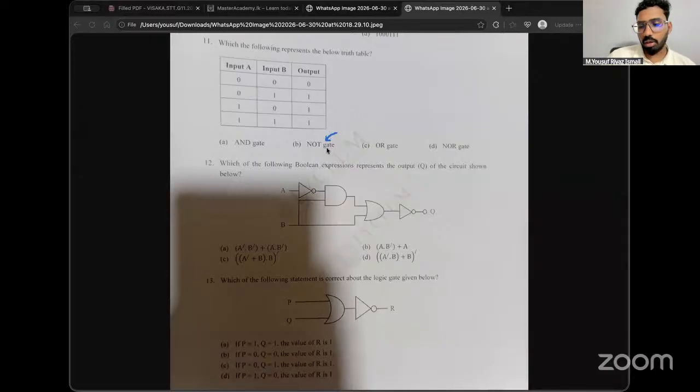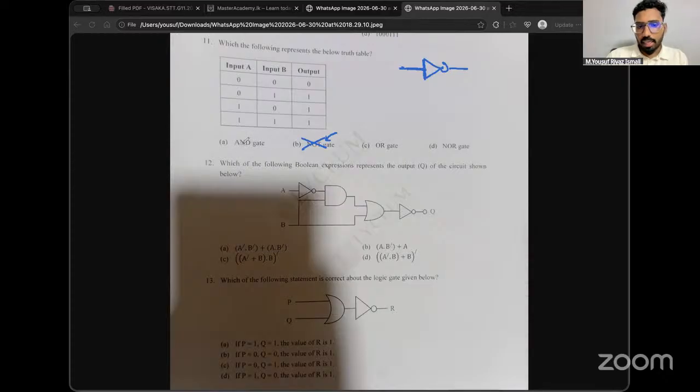So the NOT gate can have a maximum of how many inputs? No, this is how the NOT gate works. Only one input. So if we have input A and input B, that means we have two inputs. Can we pass two inputs inside the NOT gate? No. So this answer is definitely wrong. Now we are filtered down to three answers.